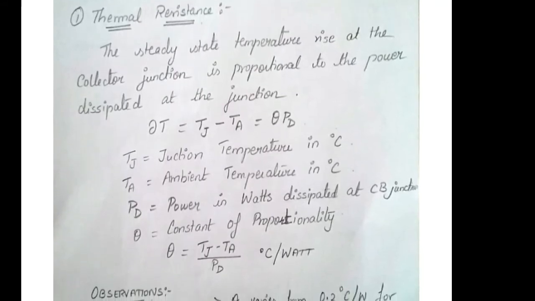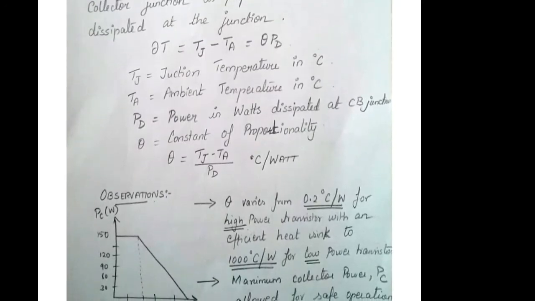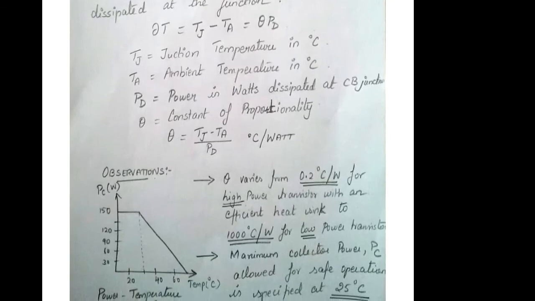resistance of the transistor. So, if we consider the graph, the observation should be made like θ varies from 0.2 degrees Celsius per watt for a high power transistor with an efficient heat sink to 1000 degrees Celsius per watt for a low power transistor which is not having the proper heat sink. So, the maximum collector power PC allowed for safe operation is specified at 25 degrees Celsius. If we see the graph, the power will decrease when temperature increases. This is the concept of thermal resistance.